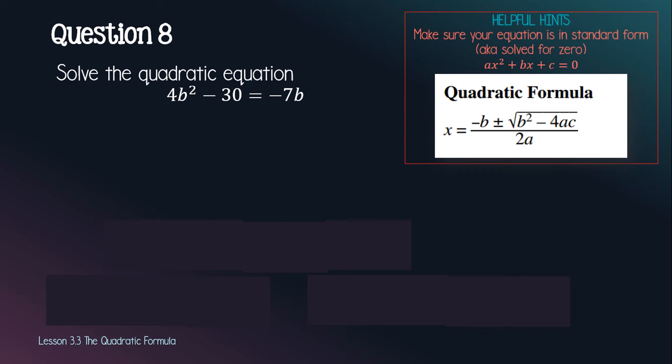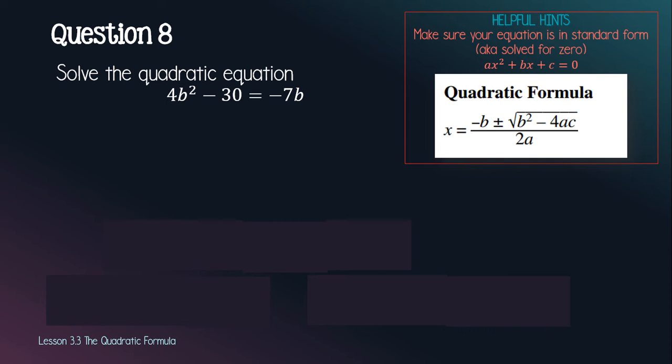Question 8 says to solve the quadratic equation. I have 4b squared minus 30 equals negative 7b. Helpful hint, we want to make sure your equation is first in standard form, aka it's solved for 0. So it wants to be in the form ax squared plus bx plus c equals 0. Clearly this is not, because I don't have an equals 0 on the right side, so I need to move that negative 7b to the other side.